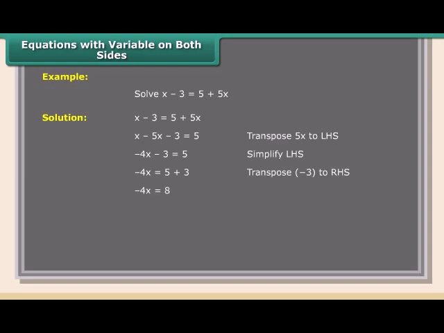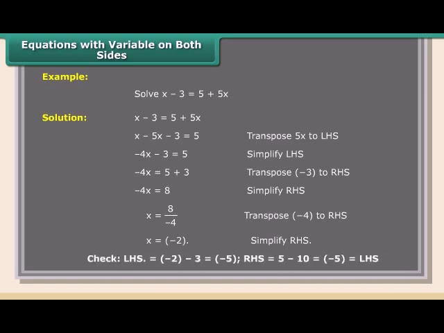-4x = 8. Simplify RHS. x = 8 upon -4. Transpose -4 to RHS. x = -2. Simplify RHS. Check. LHS = -2 - 3 = -5. RHS = 5 - 10 = -5, which is equal to LHS.